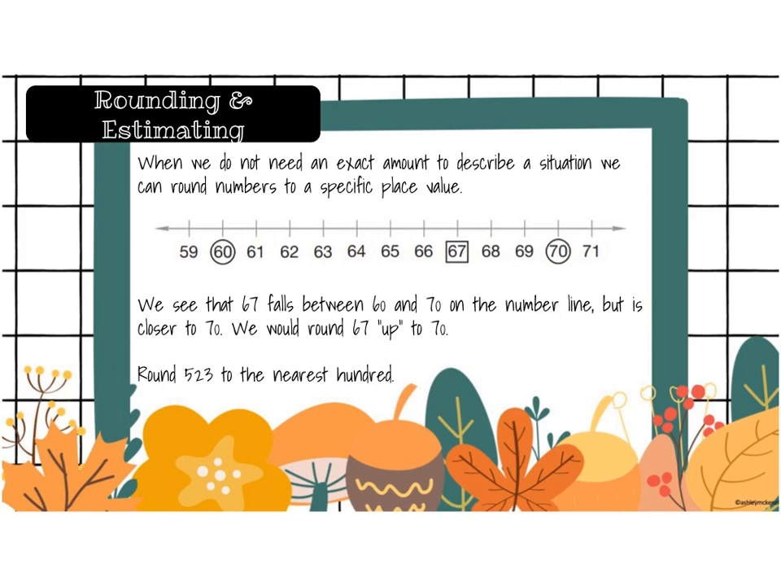So on this number line, we see that 67 falls between 60 and 70, but it's closer to 70. So we would round 67 up to 70.